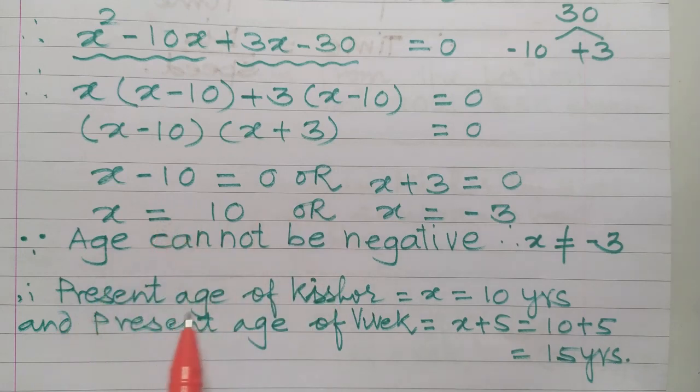Therefore, the present age of Kishore, the younger friend, which is equal to x, will be 10 years, and the present age of Vivek, who is elder to him by 5 years, will be x plus 5, that means 10 plus 5 is equal to 15 years. Now, we'll move towards the next problem.